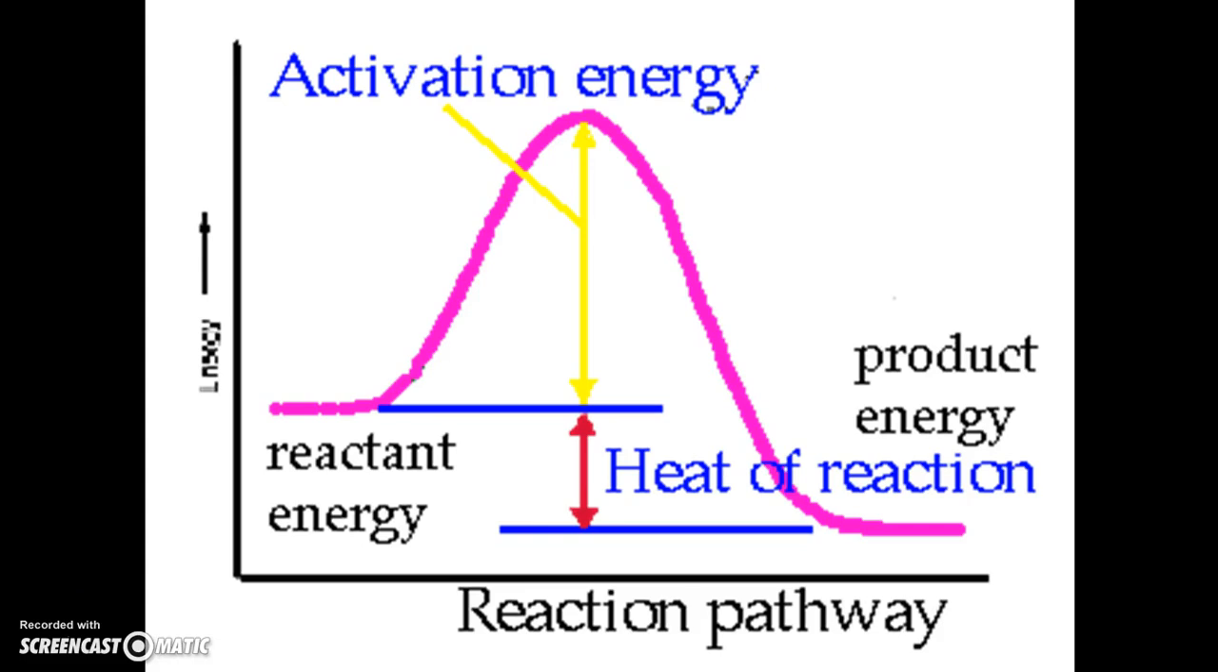Here we have another energy diagram that has everything labeled. We have here the reactant energy. We have down here the product energy. From the reactant energy to the top of the curve, that is the activation energy. From the reactant energy to the product energy, that is the heat of reaction. In this case, the reactant energy is higher than the product energy. That means heat was given off during the reaction. So would this be an endothermic or an exothermic reaction?